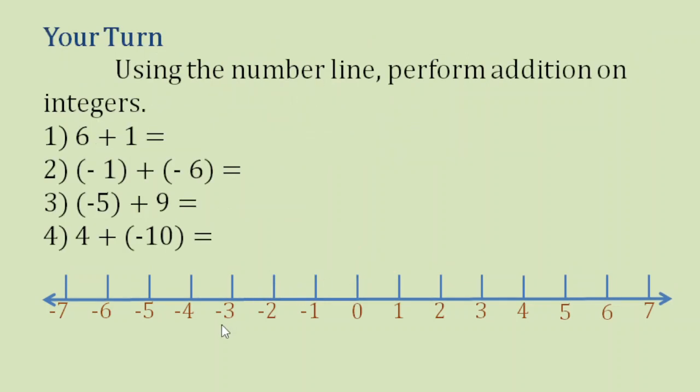Now your turn. You can pause the video. Using the number line, perform addition on integers. I have here 4 items. If you are done, I can now show you the answer. The answer for number 1 is 7. For number 2, it's negative 7. For number 3, it's 4, and for number 4, it's negative 6.